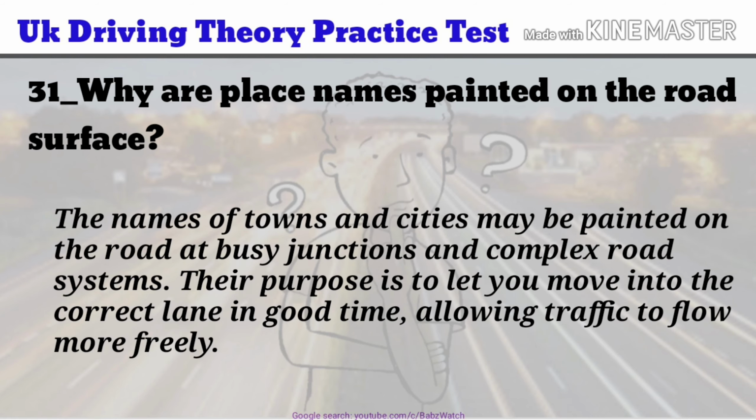UK driving theory practice test question 32 of 50. Following this vehicle too closely is unwise because A. Your brakes will overheat. B. Your view ahead is increased. C. Your engine will overheat. D. Your view ahead is reduced.